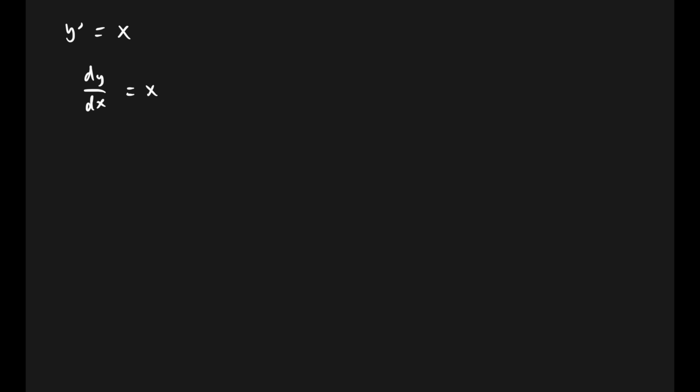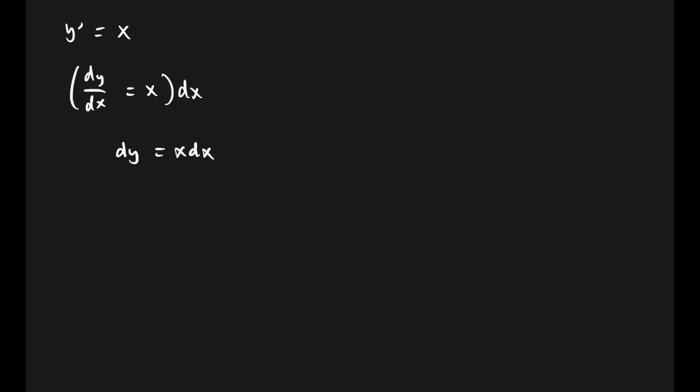The next thing we would do is what our instincts tell us to do in algebra. We would want to get all the variables that match on the same side. So to do this, we see we have an x on the right side and we have a dx in the denominator on the left side. We could multiply both sides by dx and we would arrive at dy equals x dx.